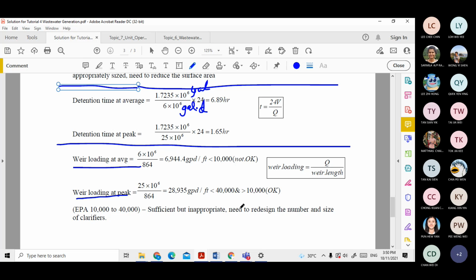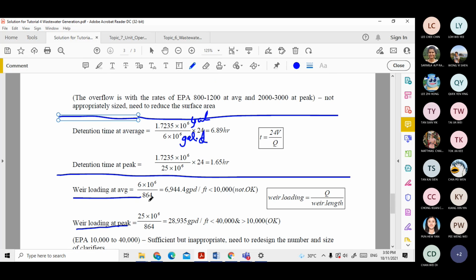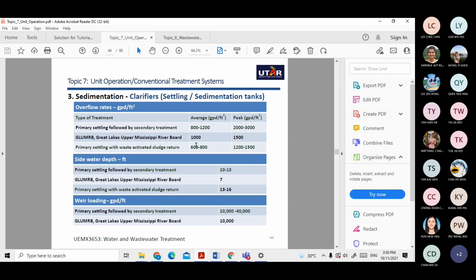So now how about your design? Is it okay or not okay? Not okay. If one is okay and one is not okay, it is still not okay. You have to make sure all the design checks, this overflow or this weir loading, are within range. Overflow average and peak flow must both fall within this range. The same for this weir loading.